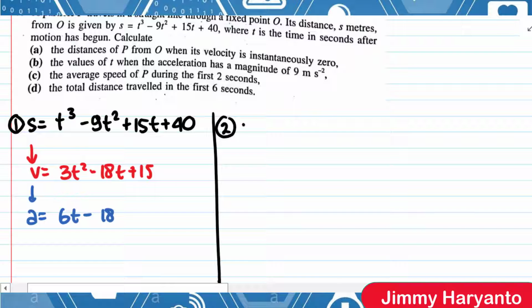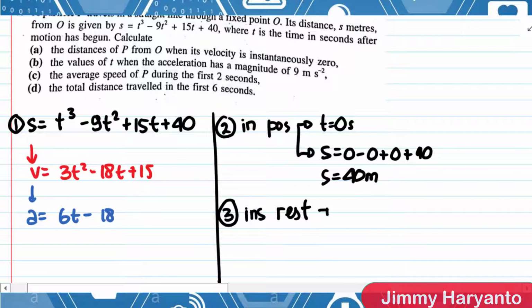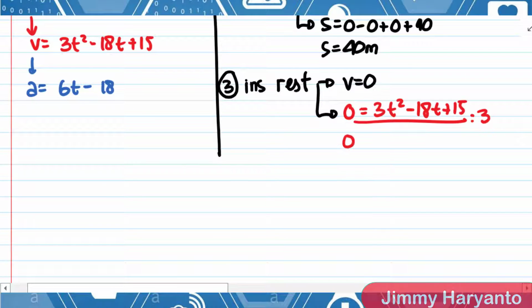Next one is the initial position. It happens when the time is still 0 seconds. So the initial position will be s equals 0 minus 0 plus 0 plus 40. You will have s equals 40 meters. So the particle will start moving from 40 meters. And then instantaneously at rest. Instantaneously at rest means v equals 0, and you only have to substitute the 0 into the v. For this one, we can divide them by 3 first to make it simpler.